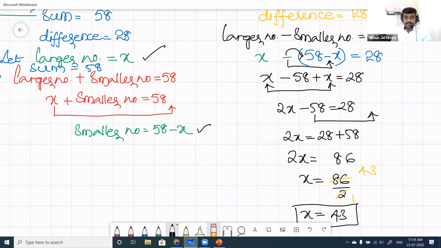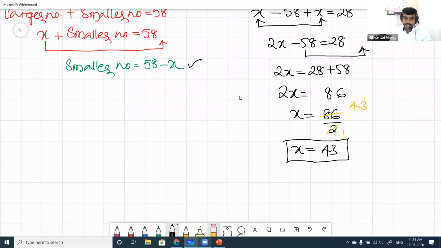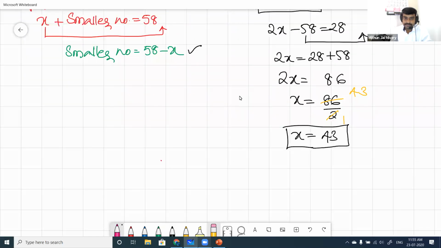X is 43, we got. So I can write here the larger number, because x was what? X was nothing but the larger number. So you can write here at last the conclusion like this. Therefore, larger number. You took the larger number as x, and that x you got as 43.